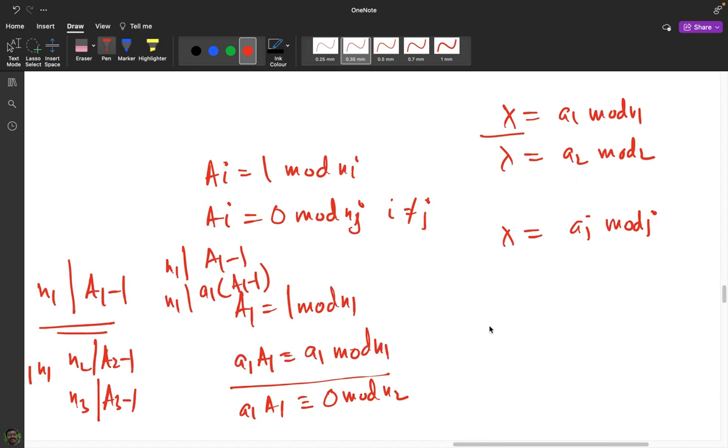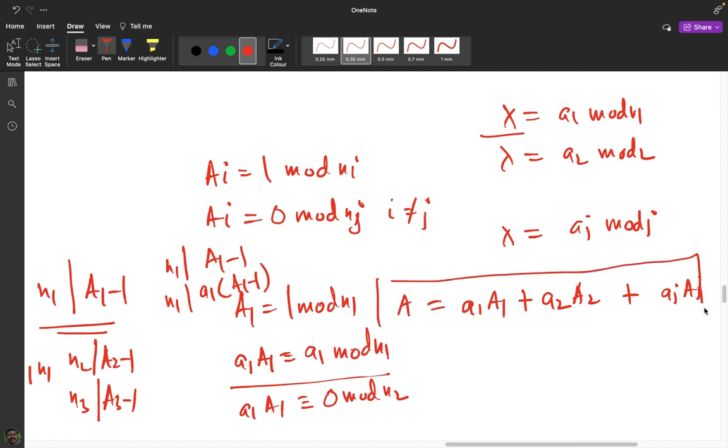So what I will do is, to satisfy the first condition, I will consider a1 into a1. To satisfy the second one, I will consider a2 into a2, like that. To satisfy the last one, I will consider aj into aj. So this is how I construct the solution. Now let us check it, let us check what the solution is.